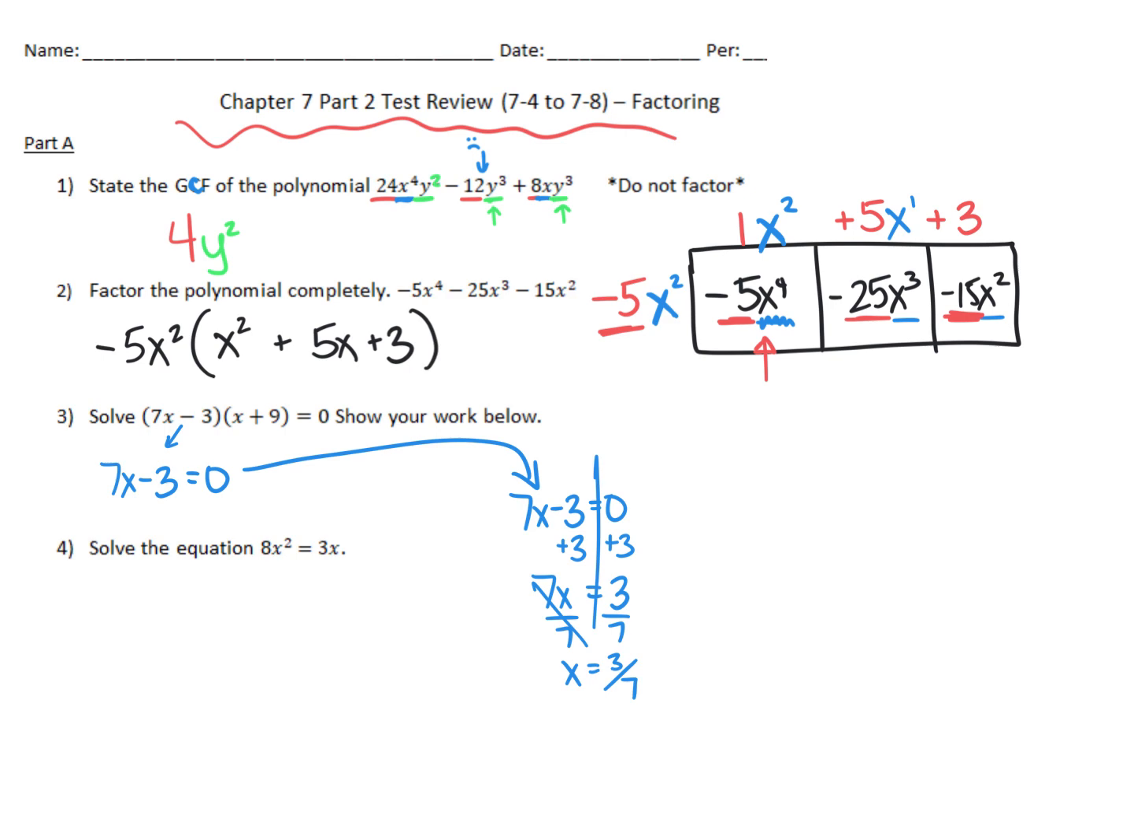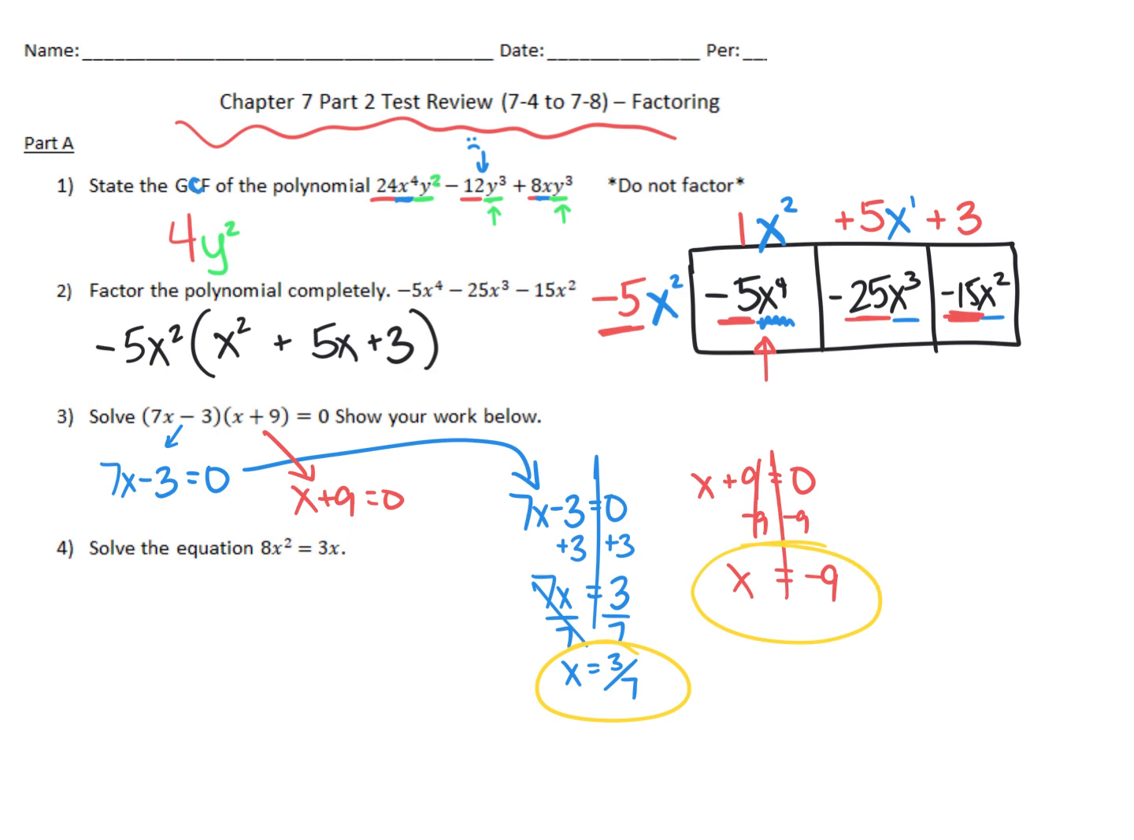And then the other one would have been this x plus 9. That needs to equal 0 as well. So I'm gonna do my work off to the side over here. X plus 9 equals 0. You could probably do this one in your head. If you can't do it in your head, then subtract 9 from both sides, and x equals -9. So I do have two solutions, 3/7 and -9.